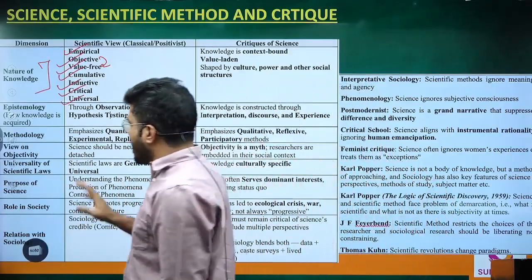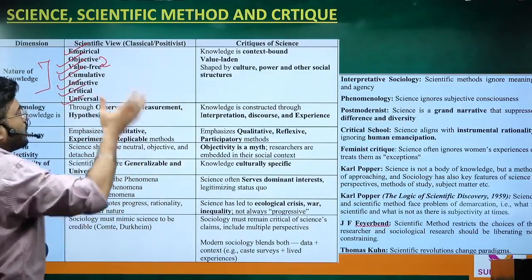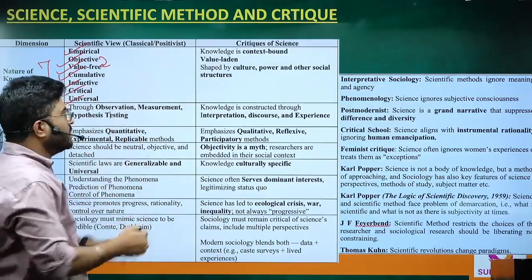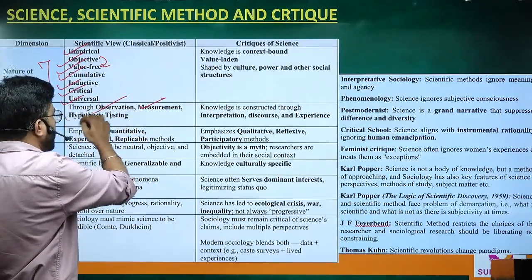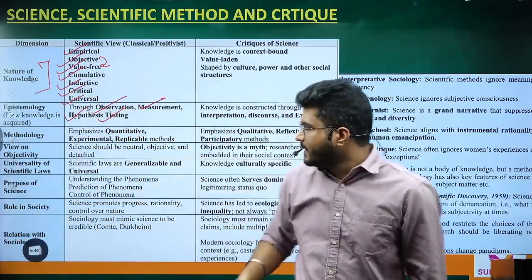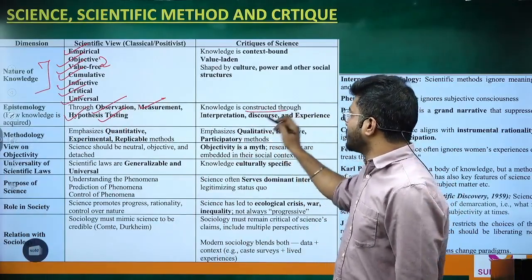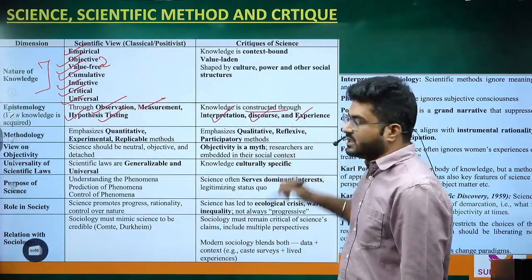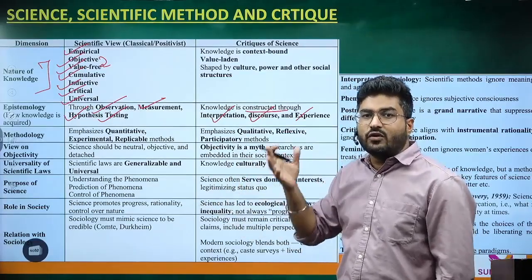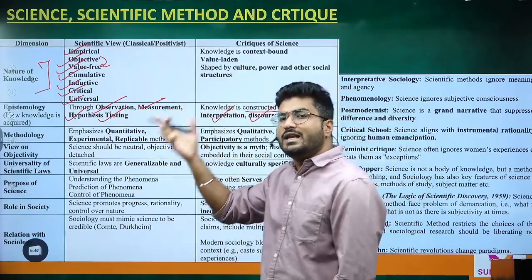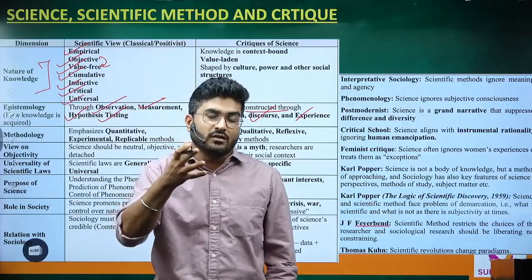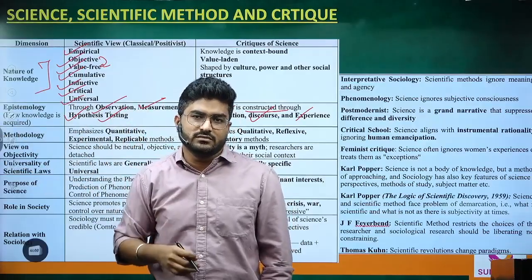Then epistemology, how knowledge is acquired. For the scientific method, the process by which we acquire knowledge is that we observe, we measure, we make a hypothesis, and then we move to the testing of that hypothesis. The critiques say that knowledge is constructed through interpretation, discourse and experience. To analyze social action, we have to interpret it with meanings and motives: what this action is all about, what is the objective, what is the motive behind that action.